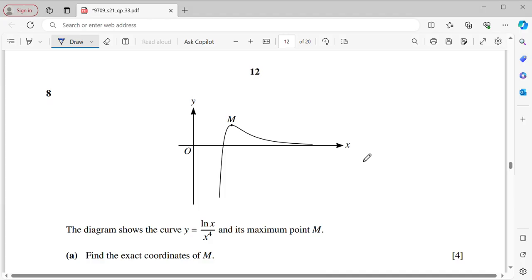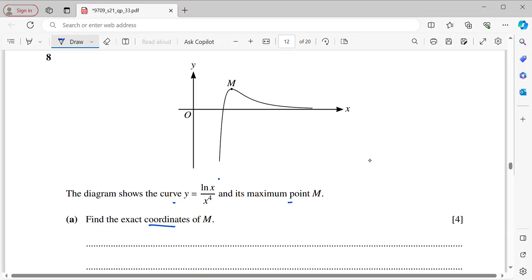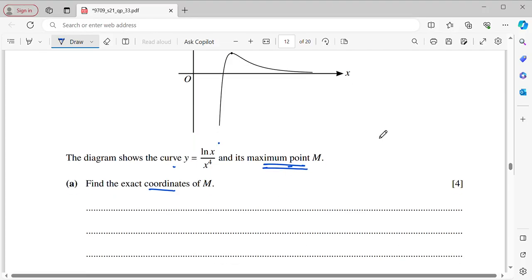Okay, now for question number 8. The diagram shows the curve y equals ln x over x to the power 4 and its maximum point M. Find the exact coordinates of M. So maximum point means that you need to get dy/dx equals 0, which is a stationary point. So which means now we need to differentiate.